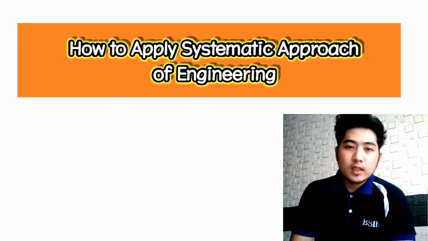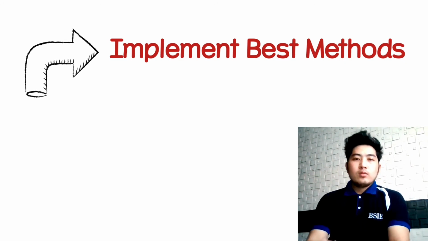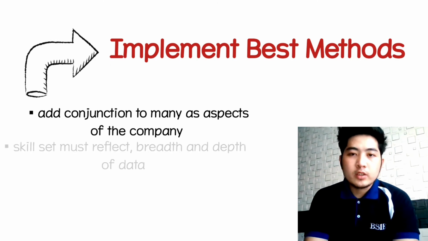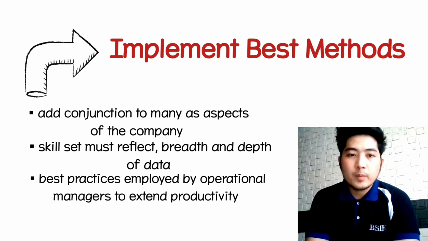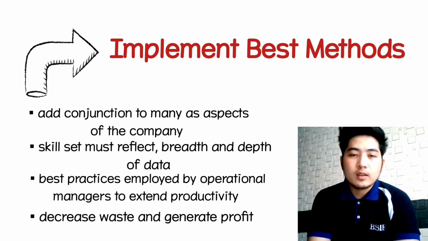How to apply a systematic approach of engineering and implement best methods. Best methods are to be implemented in conjunction with many aspects of the company. Their skill set must reflect both a breadth and depth of data from a myriad of areas. This highlights several best practices employed by operational managers to extend productivity, decrease waste, and generate profit.